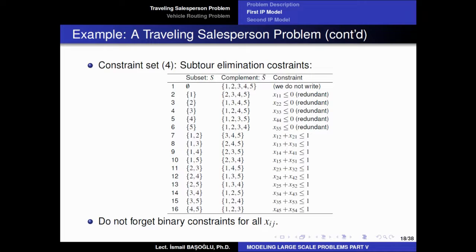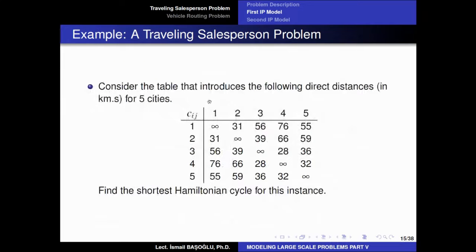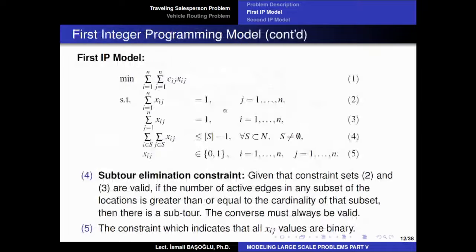Again, as I have said, for each subset of the network, we need to write the Subtour elimination constraints. Okay, so remember the Subtour elimination constraint. Here we say that for a given subset of nodes, any subset of nodes except the empty subset, the total number of active edges within that subset, from nodes to nodes in that subset, should be at most the cardinality of that subset minus 1.